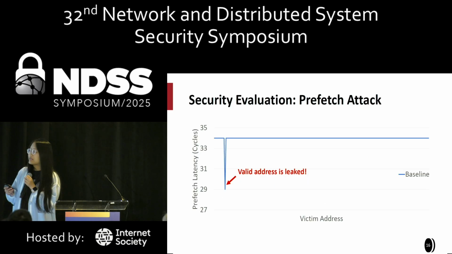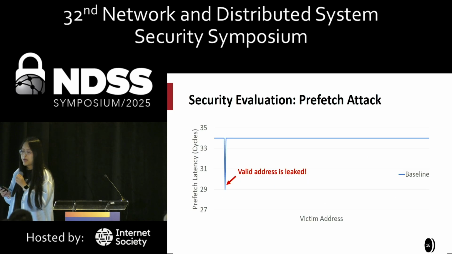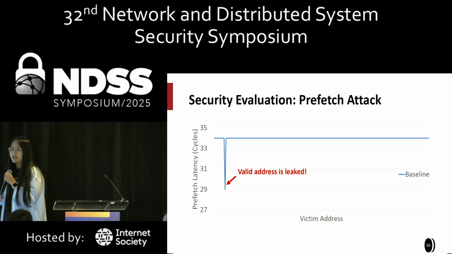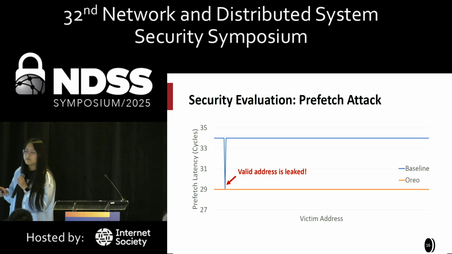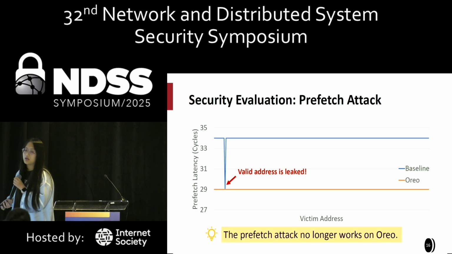We then perform a security evaluation using an attack example, the prefetch attack. On the baseline, prefetching from a valid address takes shorter latency than from an invalid address, because only the valid address has the translation information stored in the TLB. On the other hand, with Oreo, prefetching valid and invalid addresses has the same latency. Thereby, the prefetch attack no longer works with Oreo.